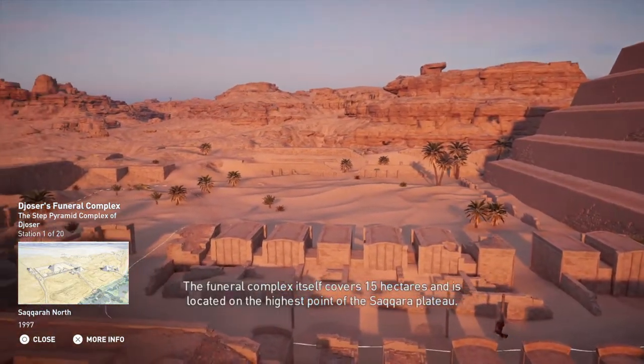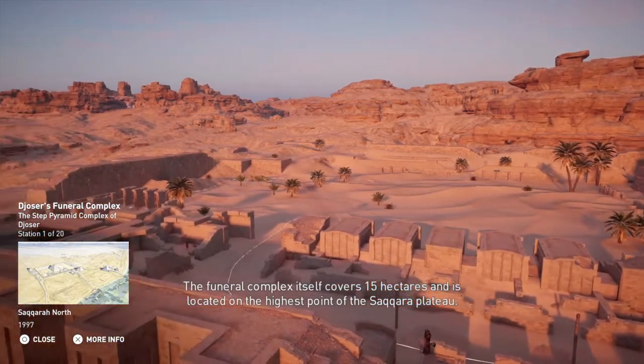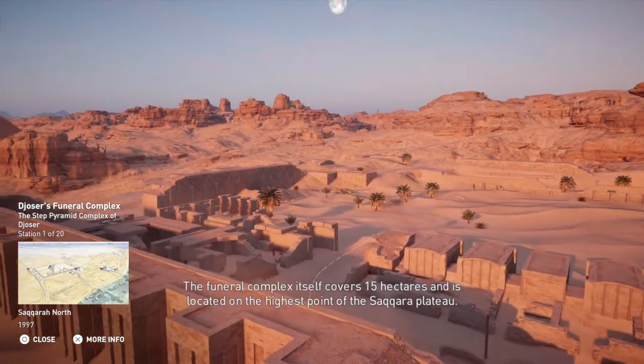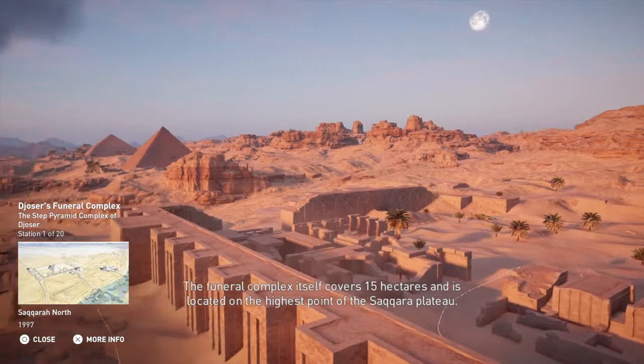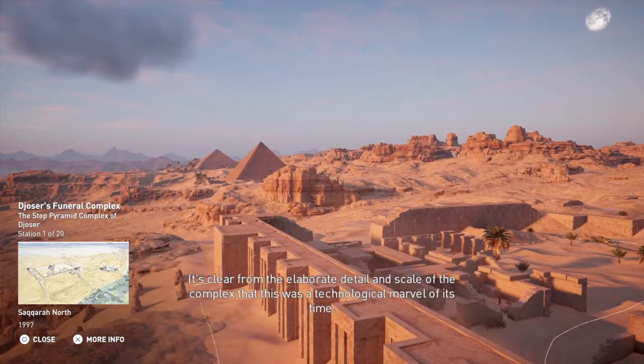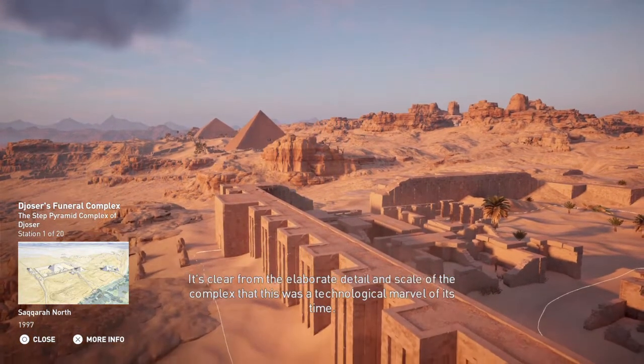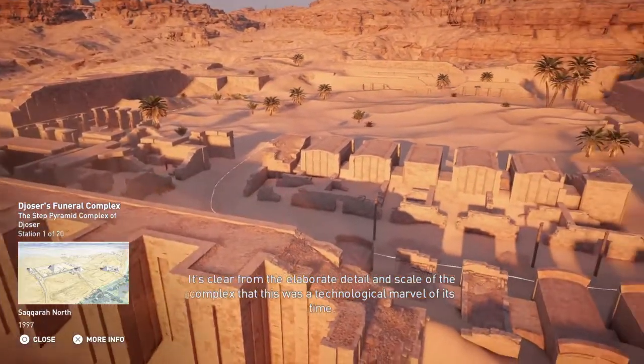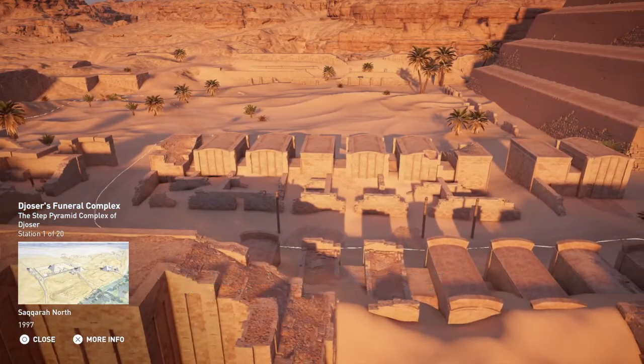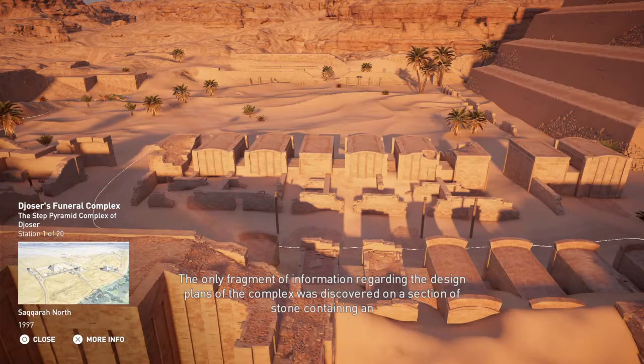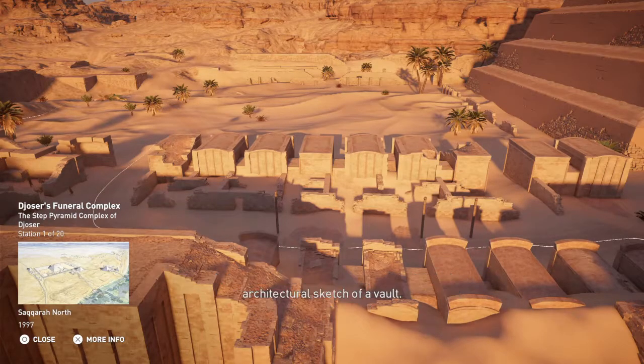The funeral complex itself covers 15 hectares, and is located on the highest point of the Saqqara Plateau. It's clear from the elaborate detail and scale of the complex that this was a technological marvel of its time. The only fragment of information regarding the design plans of the complex was discovered on a section of stone containing an architectural sketch of a vault.